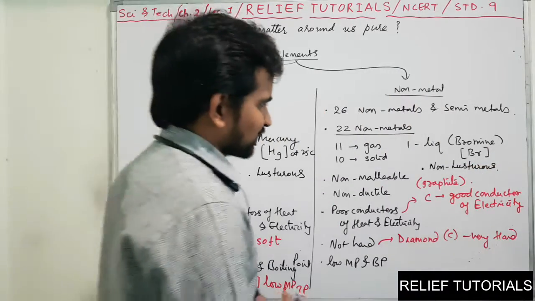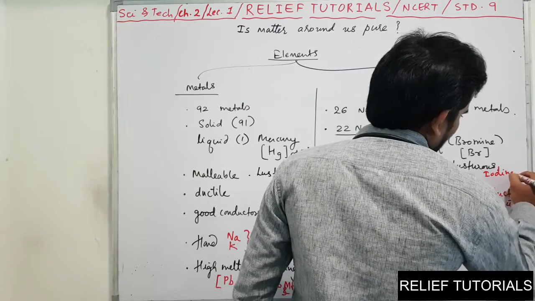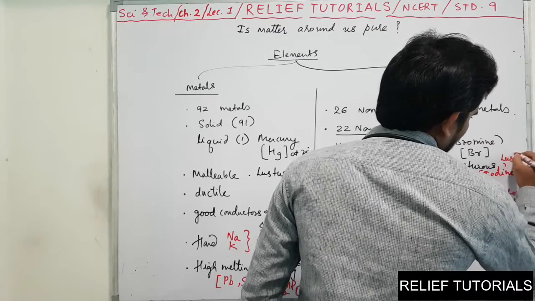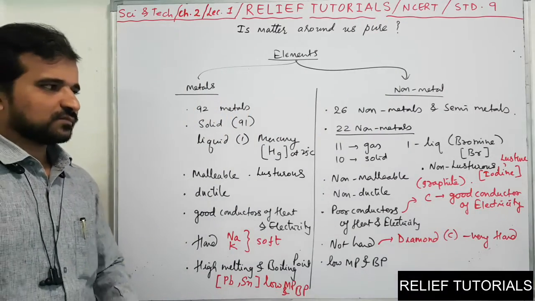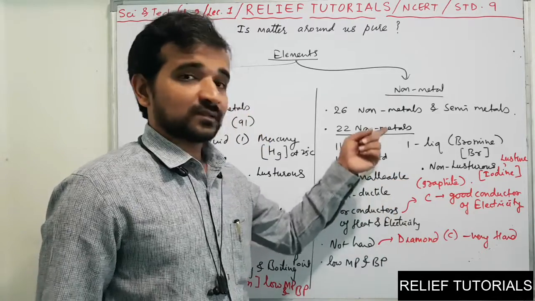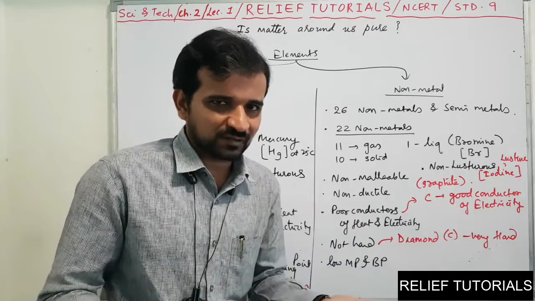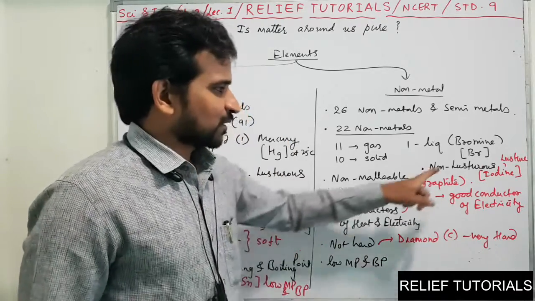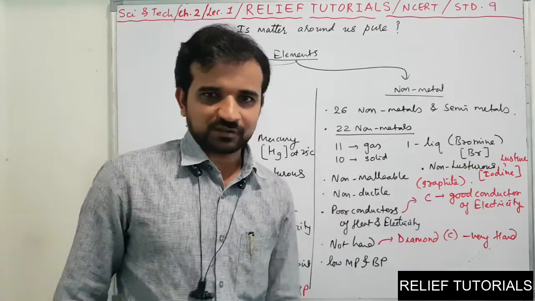One of the exceptions in this also is iodine, which is a non-metal having luster on the surface. Most of the non-metals are non-lustrous, having no shine on the surface. If you see a carbon rod, it has no luster, but iodine is one of the solid non-metals having luster.